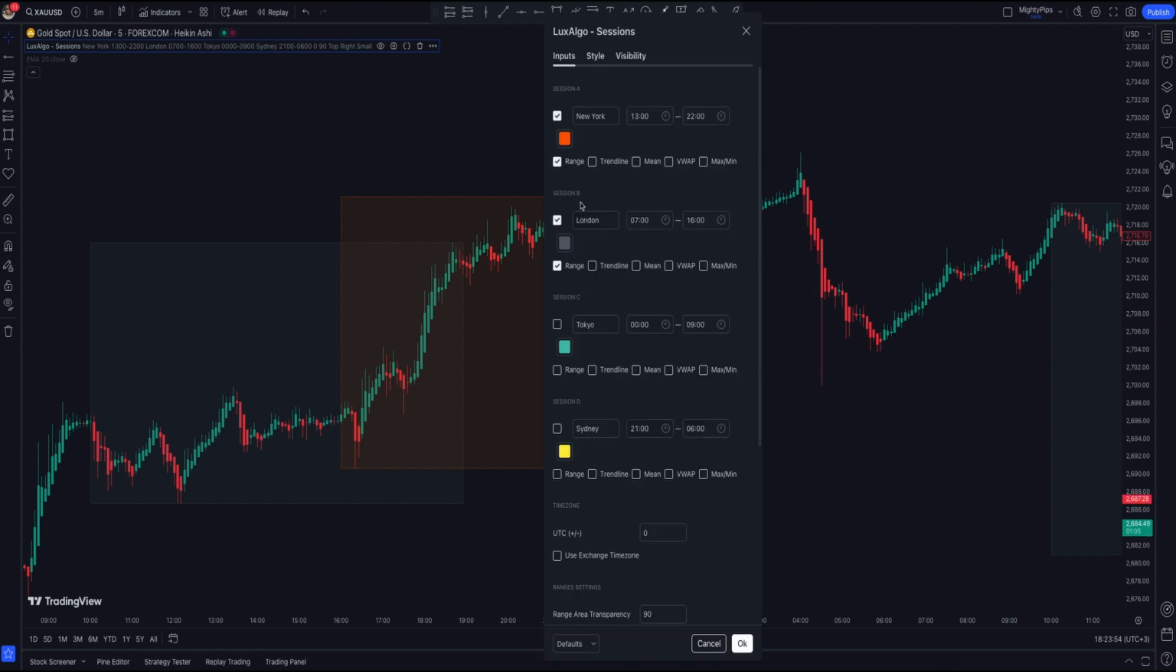In the inputs, I have disabled the sessions for Tokyo and Sydney. I have only allowed New York and London, and I have checked the range, and the other boxes I have unchecked. The colors I'm using are orange and gray. You can use any color you want. So those are the time frames that are allowed within the London and New York sessions.